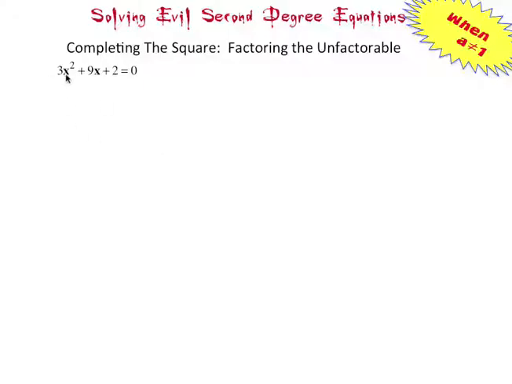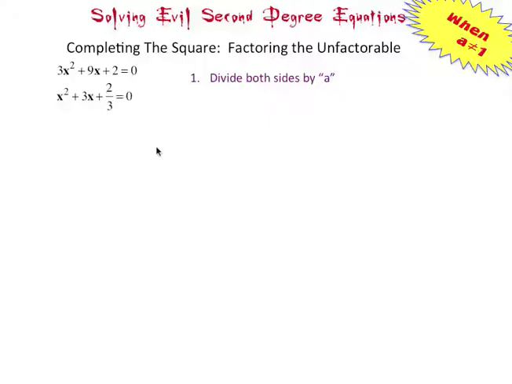So that's it, by whatever your a happens to be, right? So divide both sides by a. And in this case, I'm going to divide everything by 3. So I get 3x squared divided by 3 is x squared. 9x divided by 3 is 3x. And then 2 divided by 3 is 2/3. Okay, 0 divided by 3 is 0. All right, so here is our new trinomial.